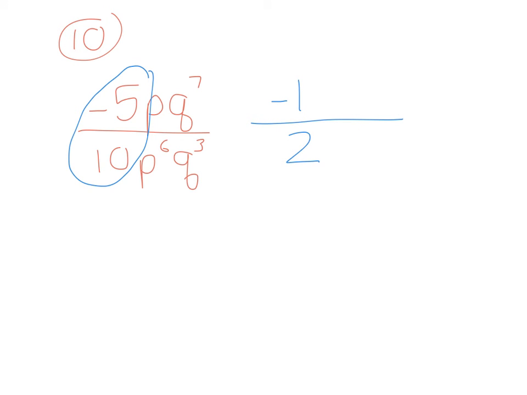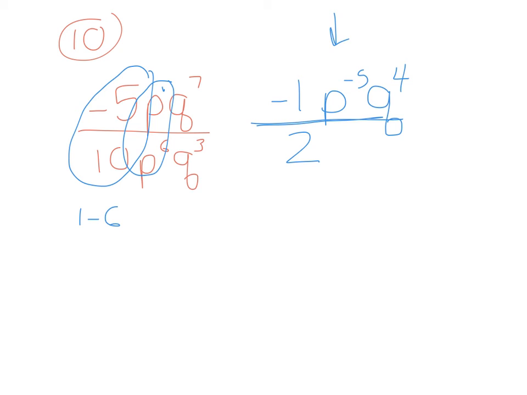Now I'm going to deal with the p's. I have p to the 1st over p to the 6th, so I have to subtract 1 minus 6 and get p to the negative 5. When you subtract, it always goes to the top. If you're subtracting exponents, it will always go to the numerator, the top of the fraction. Q to the 7th over Q to the 3 is Q to the 4th.